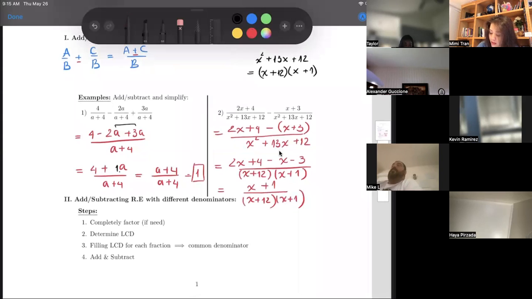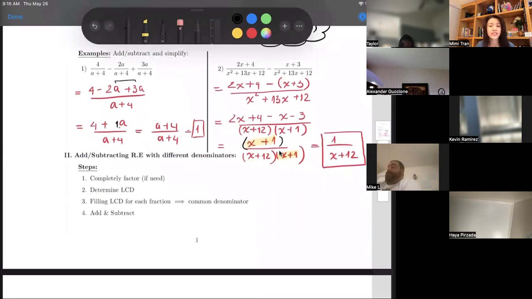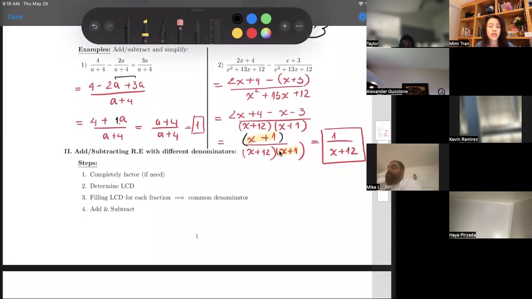Then you can simplify the top, right? x plus 1 is the same, so you can simplify that. So 1 over x plus 12. This is why I say factoring is very important. You see it everywhere. That's easy. All you have to take care of is to watch out, at the end, whether you are able to simplify.